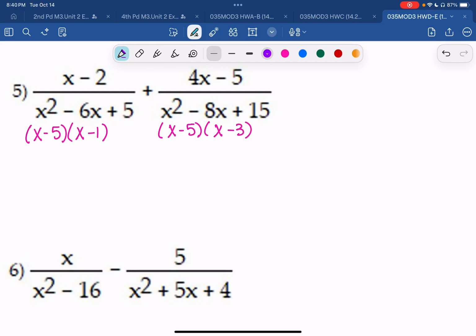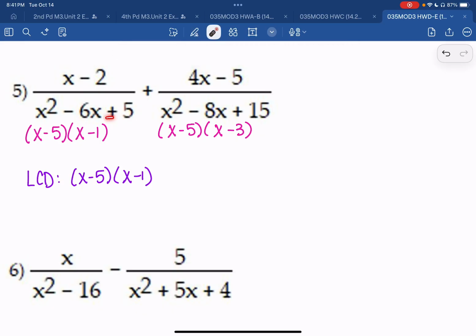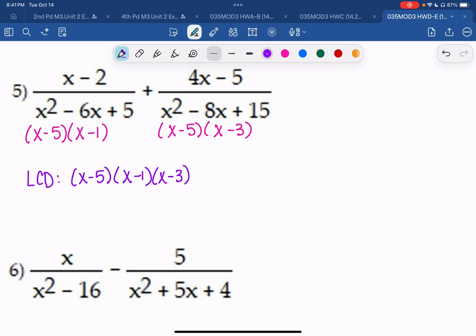So our LCD, okay, it's got to have all the pieces, right? So I know based on my first one, I know it's got to have x minus 5. I know it's got to have x minus 1. Basically, I just said, okay, I know it's got to have everything there. Then I'm going to come over here to the second one and I'm going to say, all right, does it have what it needs from that? Yeah, it's good. Does it have what it needs from that? Nope, I don't see that listed there anywhere. So I need to put that because it's unique and it's not there. Now we have a perfect LCD.